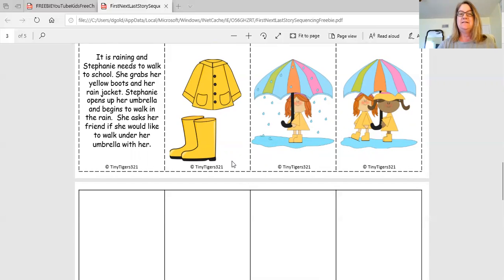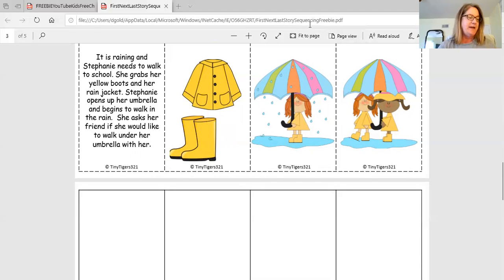So in a case of sequence of events, we would say, first it is raining and Stephanie needs to walk to school, so she grabs her yellow boots and her rain jacket. Next, she opens up her umbrella and begins to walk in the rain. And last, she asks her friend if she would like to walk under her umbrella with her.